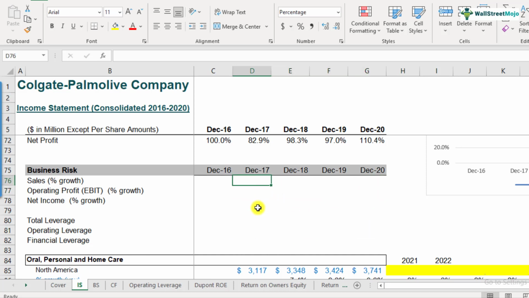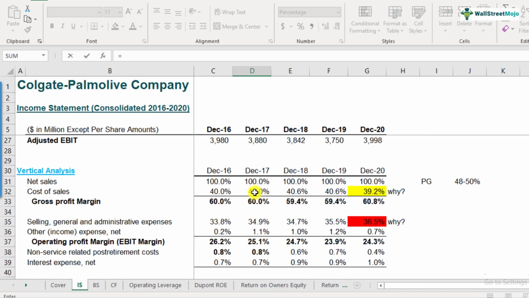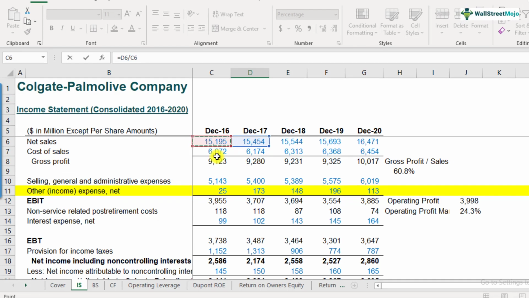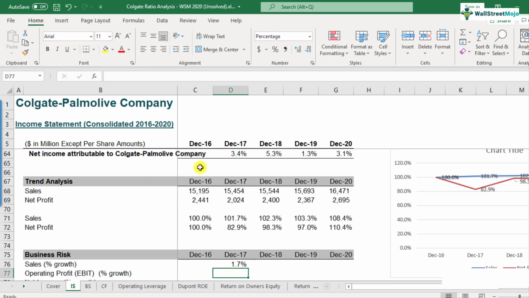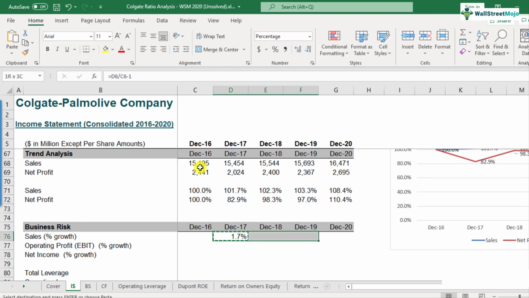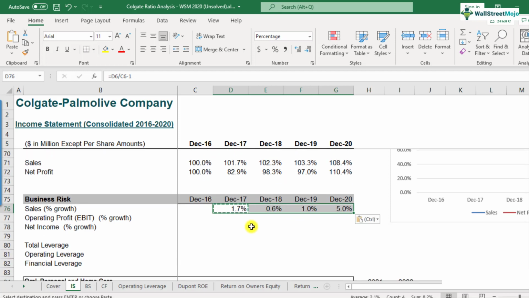All right, so let's do that. How do we calculate percentage change in sales? That's fairly simple, as we discussed earlier. This is the sales item, so this is 2017 data divided by 2016 data -1. Once we do that, we get the percentage change in sales. Let's copy this across until 2020. We see that sales has grown, though a bit slowly in 2018 and 2019, but it grew by 5% in 2020. So this is the sales growth data that we have.